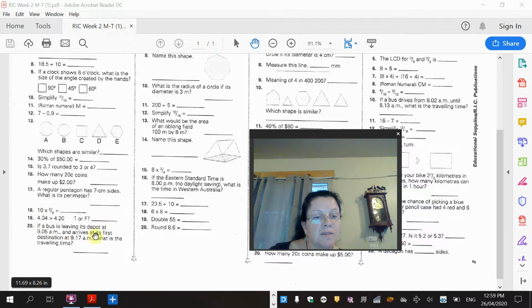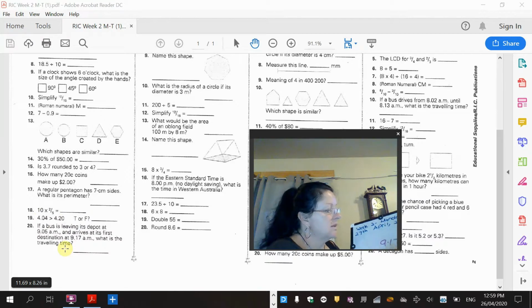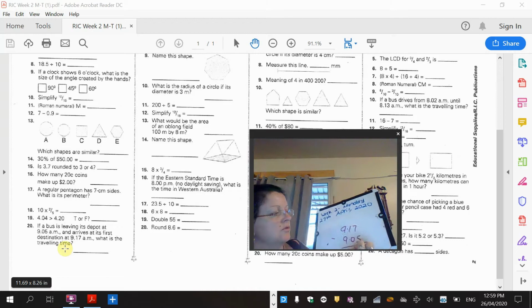And if a bus is leaving its depot at 9:05 a.m. and arrives at its first destination at 9:17, what's the travelling time? So all we do is we take the greater time of 9:17 and we take away the lesser time of 9:05. 7 take away 5 is 2. 1 take away 0 is 1. So the answer is 12 minutes.